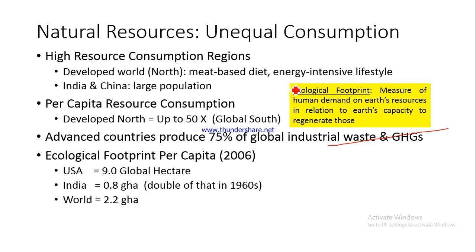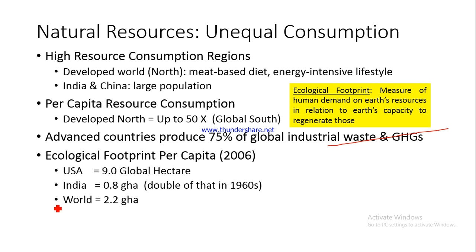But if you start comparing, you would find in USA the value of ecological footprint per capita is 9 global hectares. In India, and these are the 2006 figures, you would find that it is just 0.8 global hectares. GH is the short form for global hectares. Now you can understand that we are consuming far less resources than USA, and even the world average is 2.2 global hectares. So we are even consuming less. Our demand on the nature is much less than even the world average.